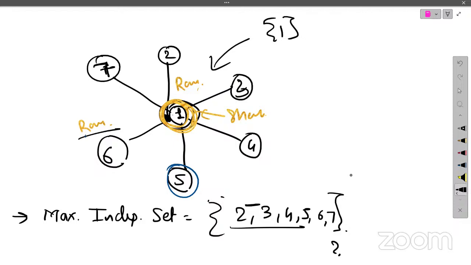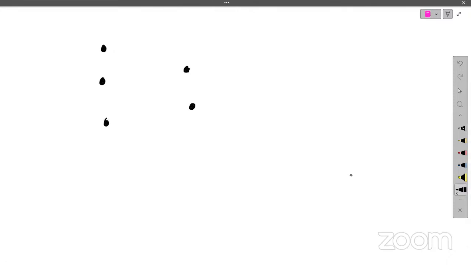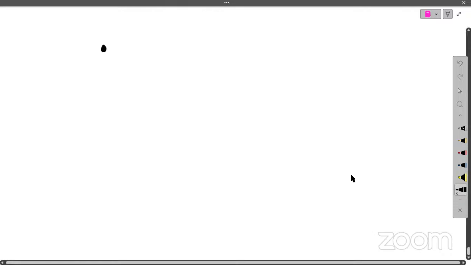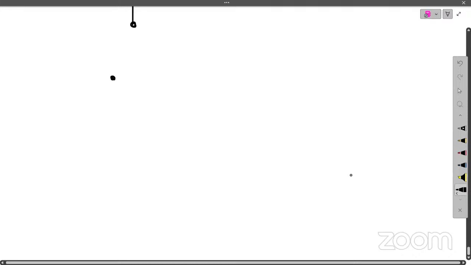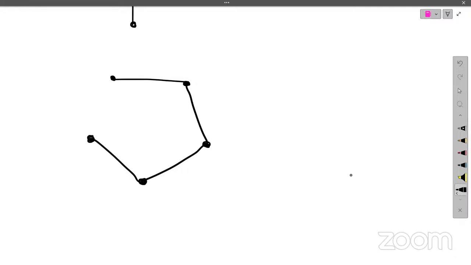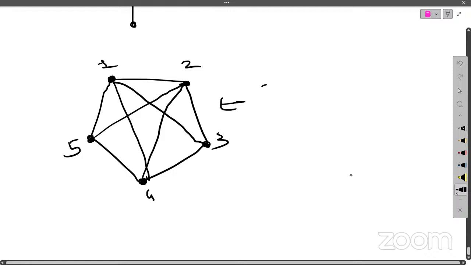Okay. So now let's take the problem that every vertex is connected to every other vertex. So suppose again I have 5 vertices, and these 5 vertices are connected, suppose that pentagon we have. Okay, so now here, what will be your maximal independent set? Because every vertex is connected to every other vertex, I think only single sets. If all edges are present, then only a single vertex.